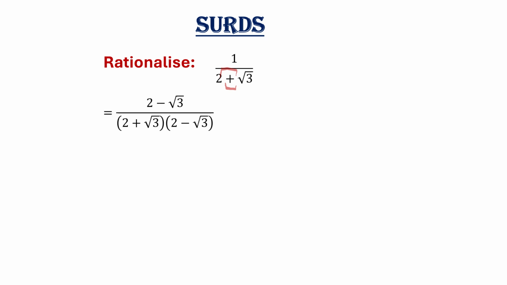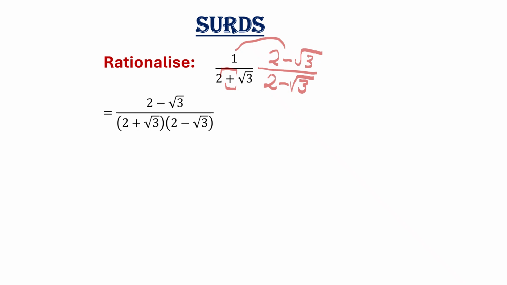So we multiply both the denominator and the numerator by 2 minus root 3. This is what we do. So 1 times 2 minus root 3 is 2 minus root 3. And then it's going to be 2 plus root 3 multiplied by 2 minus root 3.